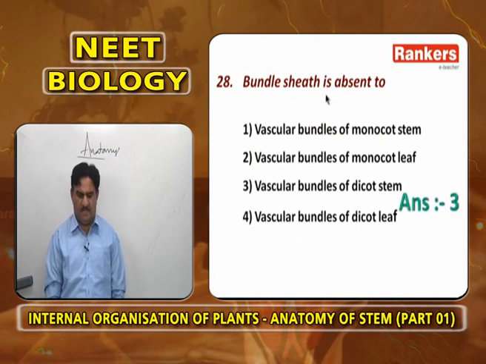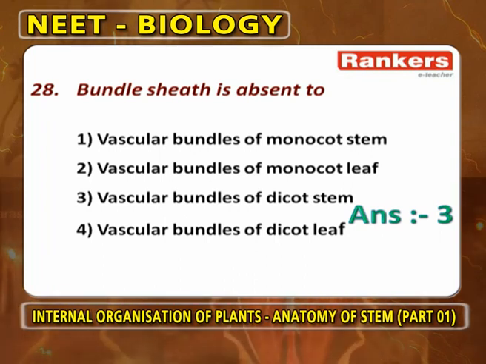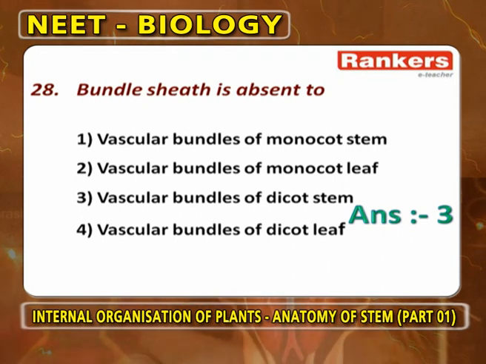Bundle sheath is absent in which? Definitely it is present in the vascular bundle of monocot stem, made up of sclerenchyma fibers, hence it is also called fibrovascular bundle. It is present in the vascular bundles of monocot leaf, it is present in the vascular bundles of dicot leaf. Why? Because vascular bundles of dicot leaf and monocot leaf are surrounded by bundle sheath cells.